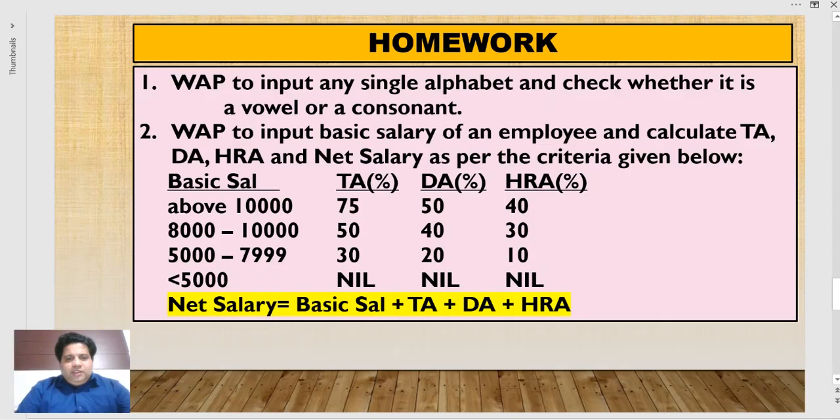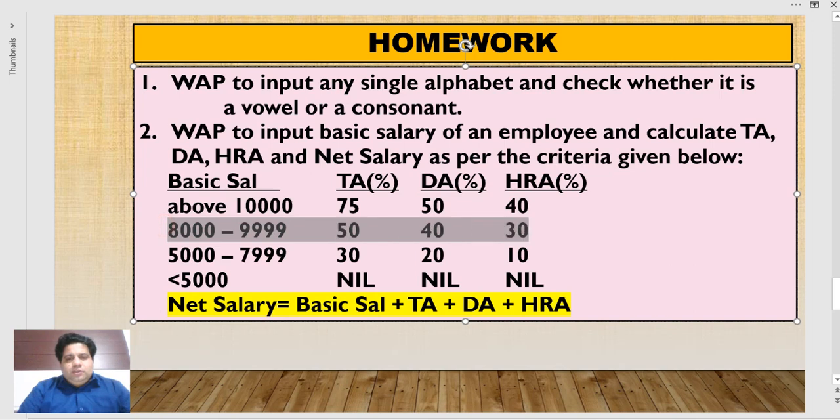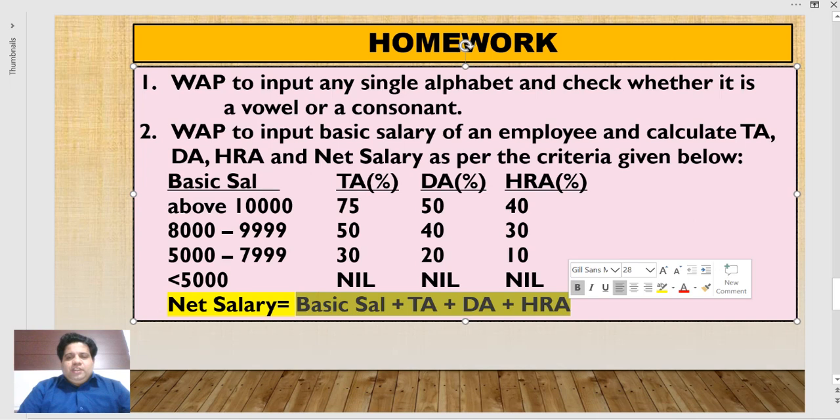Let's make it correct. If it is 9,999, okay, so if it is above 10,000, TA, DA, HRA will be this, and if it is less than 5,000, then nil. Nil means no TA, no DA, no HRA. Now how will you calculate net salary? It will be equal to basic salary plus TA plus DA plus HRA.